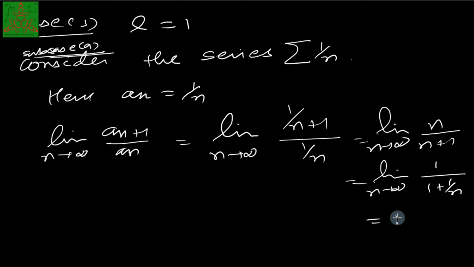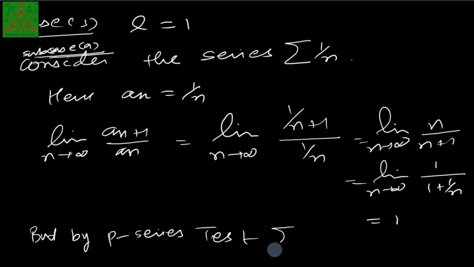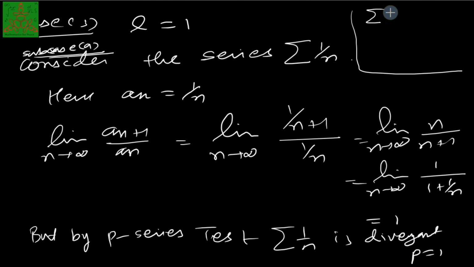So this is the value of L, which is 1, but by the p series test summation of 1 upon n is divergent as the value of p is 1. Let us recall what the p series test is. Summation of 1 upon n power p is convergent if p is greater than 1, and divergent if the value of p is less than or equal to 1. So here the value of p is equal to 1, and that's why this summation of 1 upon n is divergent. So this is sub case A. It says that the limit of an plus 1 upon an is 1, but the summation of 1 upon n is divergent.